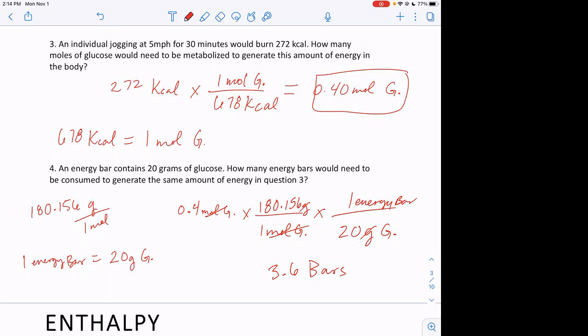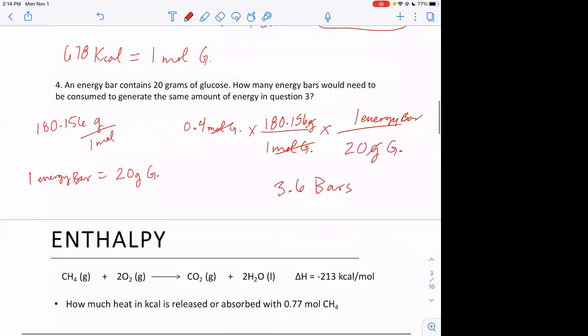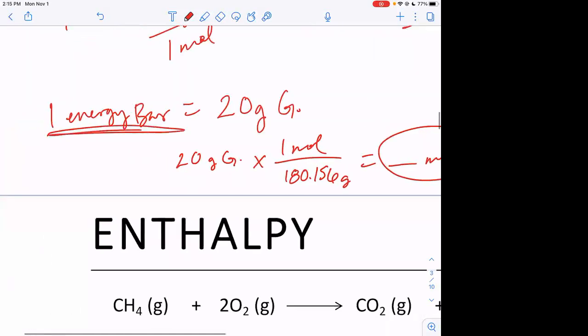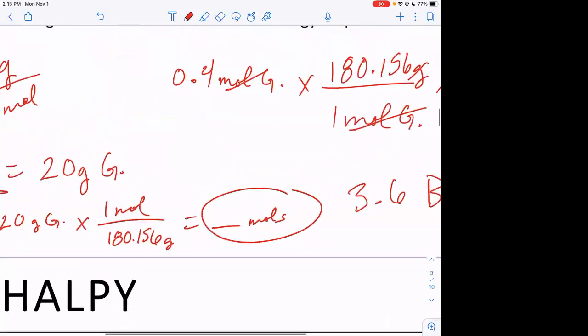So if we started with the 20 grams, what you would need to do is say, okay, 20 grams of glucose, and you need to convert that to moles, okay? It's 180.156 grams for every 1 mole, okay? And then you get a certain number of moles, okay? And then you say this amount of moles is still equal to 1 energy bar. 1 energy bar is gonna give you that many moles of glucose. Then you would still need to take this 0.4 moles right here and then cancel moles and convert to energy bars. So either way, you're using all the same numbers.